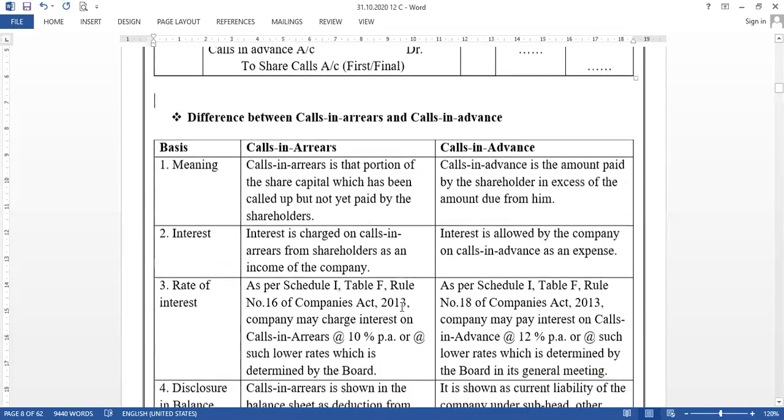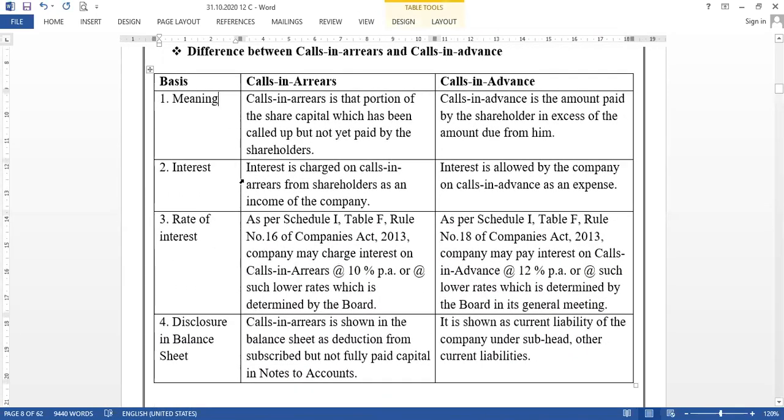Now, what is the difference? That was the basic meaning. From the interest point of view, this is very important. Interest is charged on calls in arrears. The amount is not paid by the shareholder, so the company has a right to charge interest on that. And if any advance has been received, we need to pay interest as a company. It's an expense for the company, right? What is the rate of interest? The rate of interest as per Table F of the 2013 Act is 10% on calls in arrears, and on calls in advance the company pays 12%.